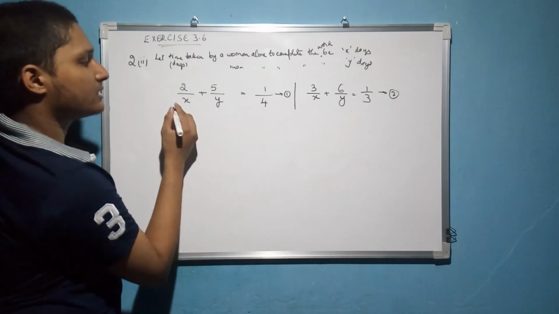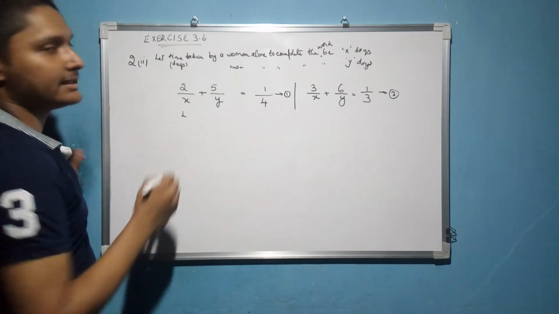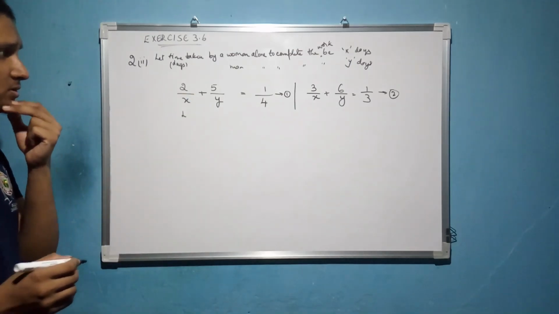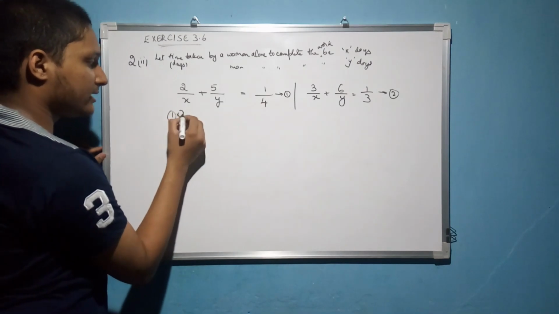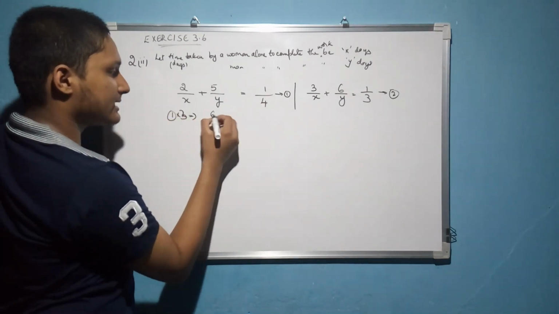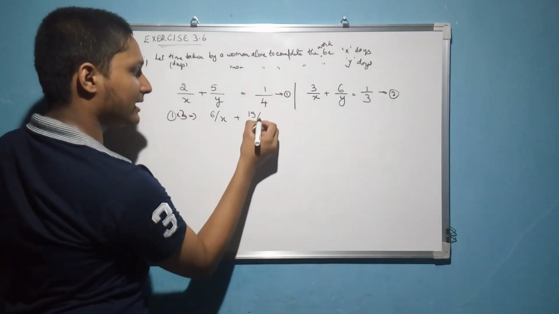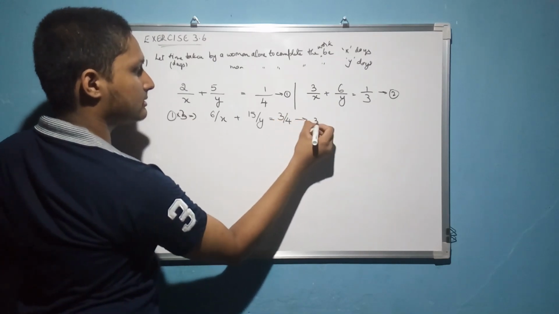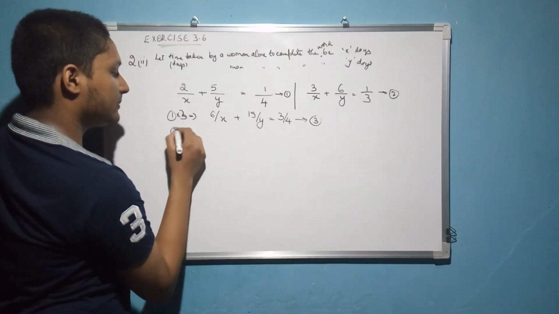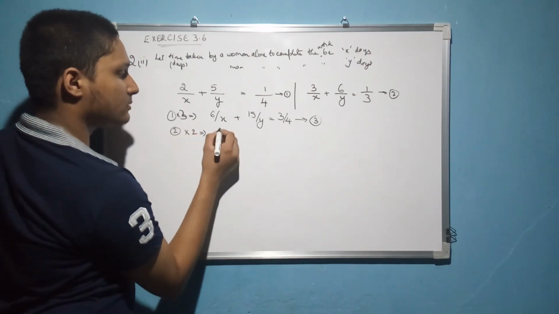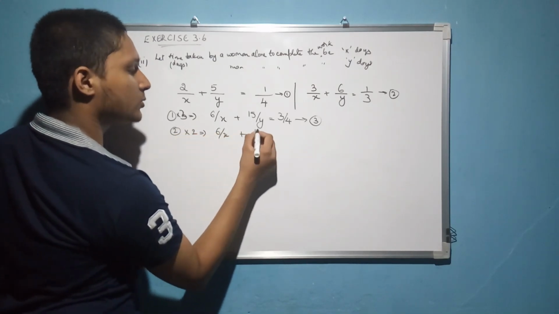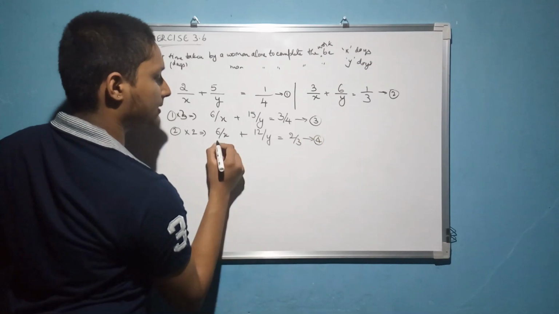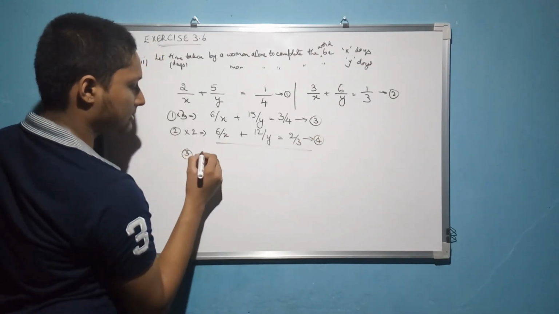So let me take, okay, better we'll take the elimination method itself. So you have 2 by x and 3 by x and so many things. So we'll take the first equation and multiply it by 3. If you multiply it by 3, it is going to be 6 by x plus 15 by y is equal to 3 by 4. Let me mark it as the third equation. Then I'll multiply the second equation by 2. It is going to be 6 by x plus 12 by y is equal to 2 by 3. That is the fourth equation.